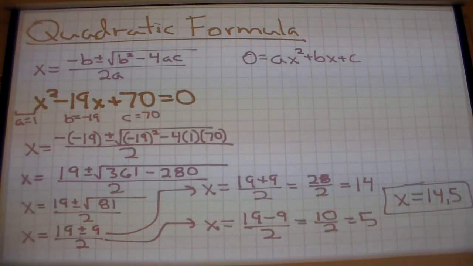The other option there, if you didn't see it, or if you did see it, is you make it x minus 5, x minus 14 by factoring, then set them both equal to 0. You get x equals 5 and x equals 14. It gets you the same answer. This is just another process. Okay, let's do another one.